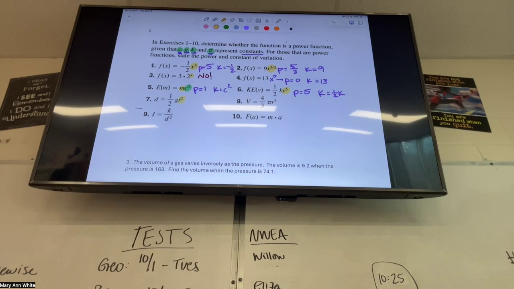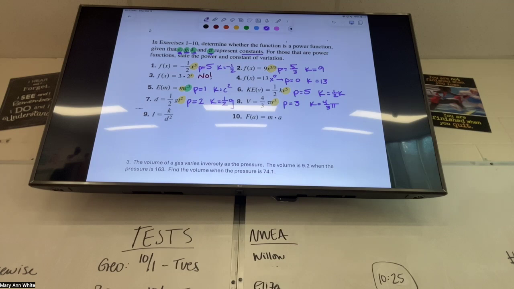So T is my variable. What's its power? 2. And what's its constant? 1/2 G. Okay. What about number 8? What's my variable? R. What's my power? 3. And what's my constant? 4/3 pi. Very good.